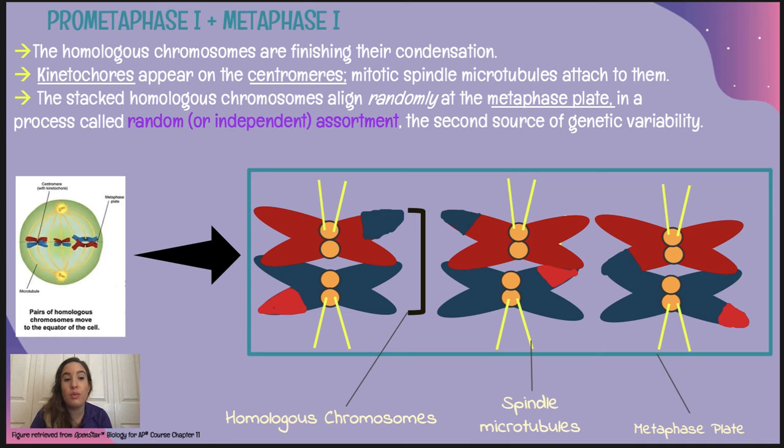In prometaphase I and metaphase I, the homologous chromosomes are finishing their condensation. Kinetochores appear on the centromeres, and mitotic spindle microtubules attach to them. The stacked homologous chromosomes align randomly at the metaphase plate, in a process called random or independent assortment, which is a second source of genetic variability. Remember that in meiosis I, the homologous chromosomes, as you can see in this picture, are held together only at the chiasmata.